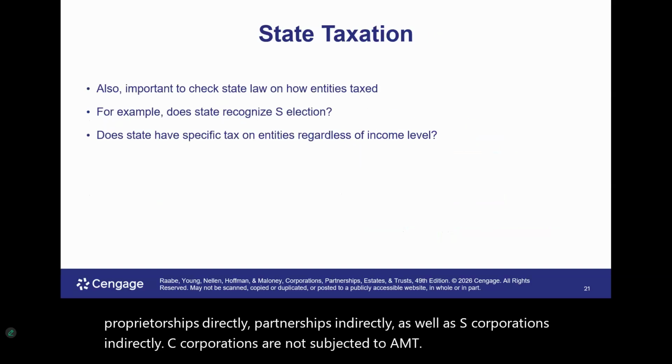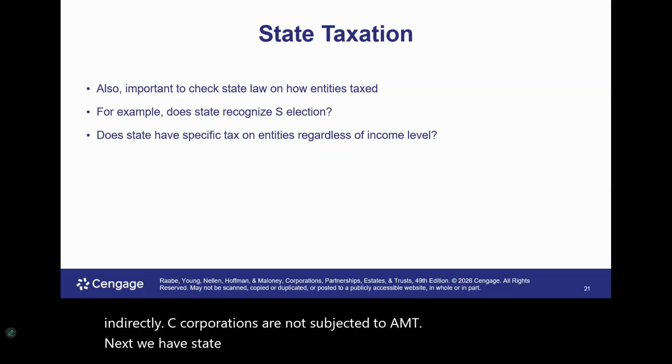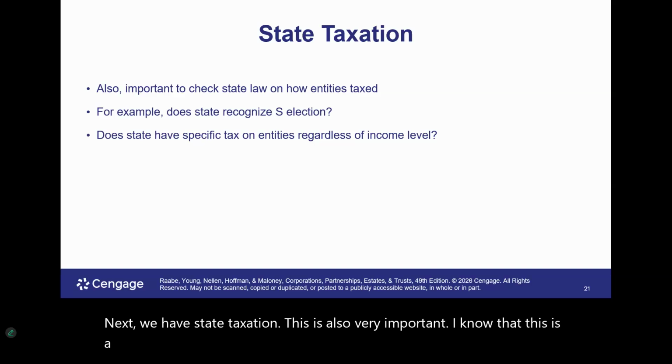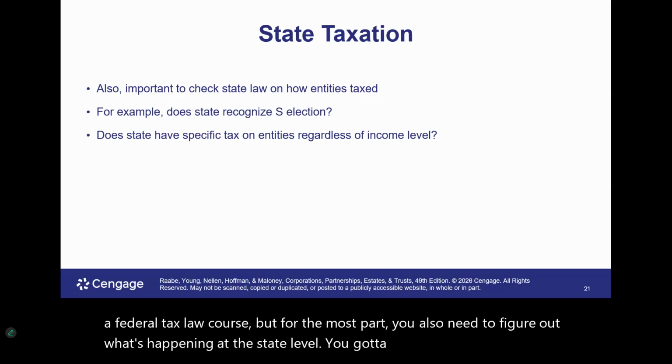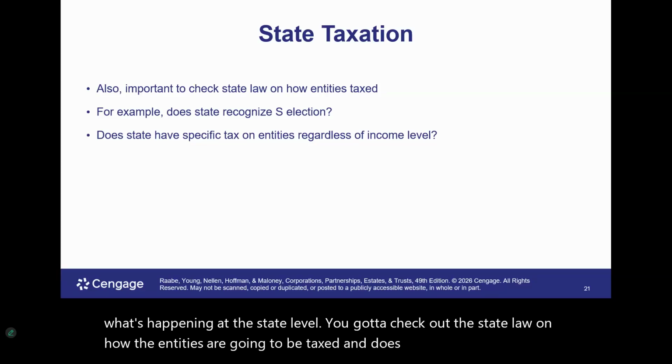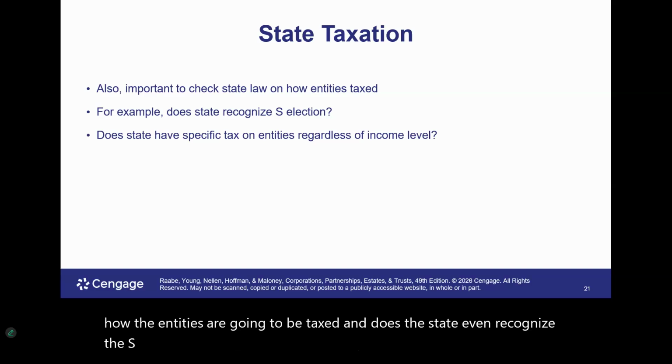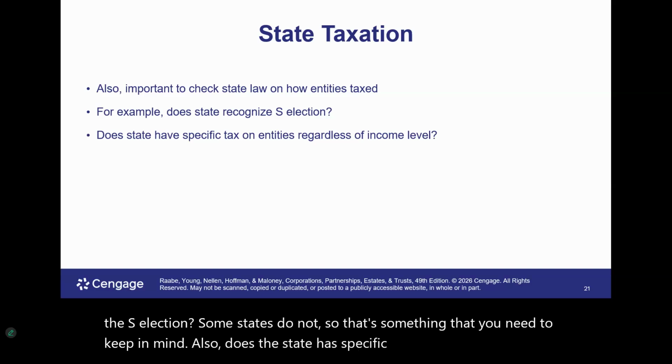Next, we have state taxation. This is also very important. I know that this is a federal tax law course, but for the most part, you also need to figure out what's happening at the state level. You got to check out the state law on how the entities are going to be taxed. And does the state even recognize the S election? Some states do not. So that's something that you need to keep in mind. Also, does the state have specific tax on entities regardless of the income level?